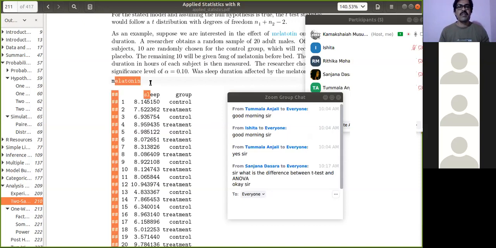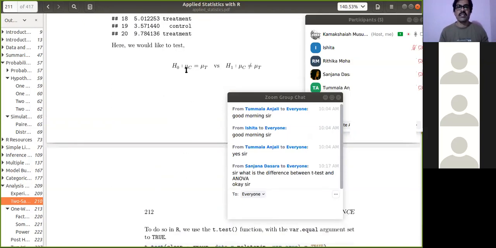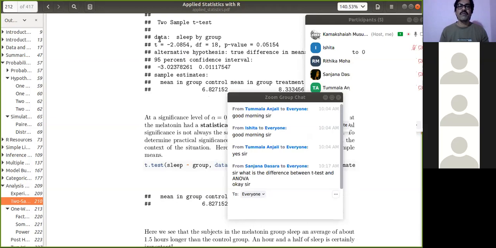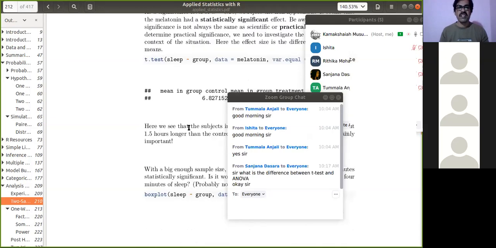Now you see here the melatonin example. Here the t-test is used. The mean value of the control group is equal to the mean value of the treatment group. That is the null hypothesis, and this is a two-sample t-test. For the t-test on sleep, you see there is a formula like this, which is actually equal to ANOVA. In R, when the left-side dependent variable is continuous and the right-side independent variable is categorical, then this t-test is obviously an ANOVA, whether you do it or not. In ANOVA we do the f-test, but in the t-test there will be a t-statistic.